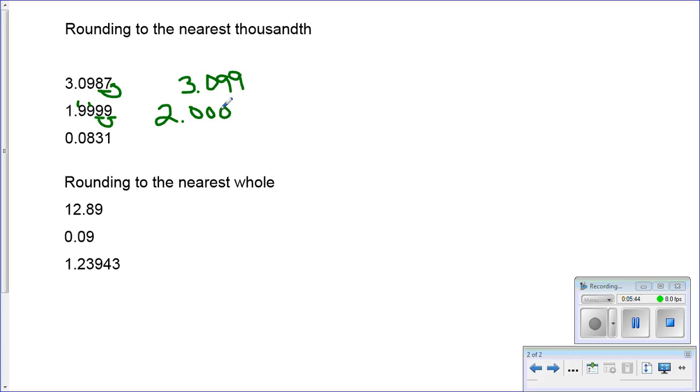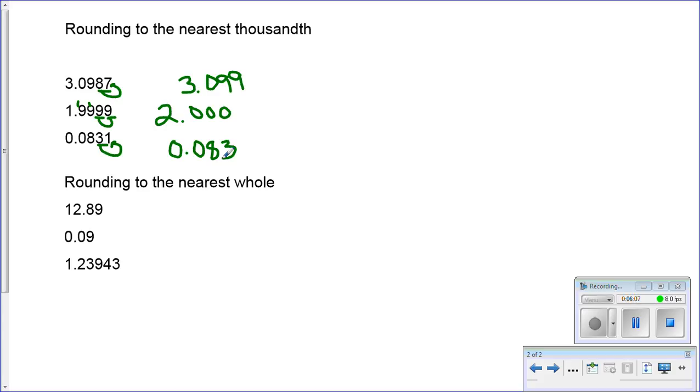Okay. And last but not least, here is my 3. My 1 is in my ten-thousandths place. So I'm deciding that my 3 is going to stay a 3 because my ten-thousandths place is less than 5. So here's my rounded value.